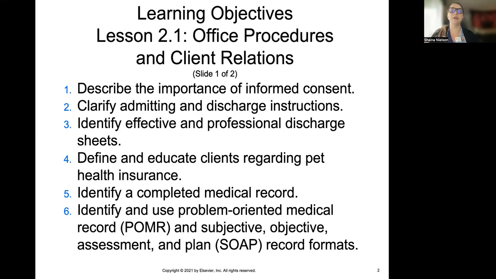And we'll always give the owner a copy of these discharge sheets. So yes, we're going to be telling them, we'll be giving them discharge instructions, and then we'll give them an actual hard copy of the discharge instructions, because what we tell them, probably a good chunk of it, half of it is going to go right over their heads. And that's okay. A lot's going on.